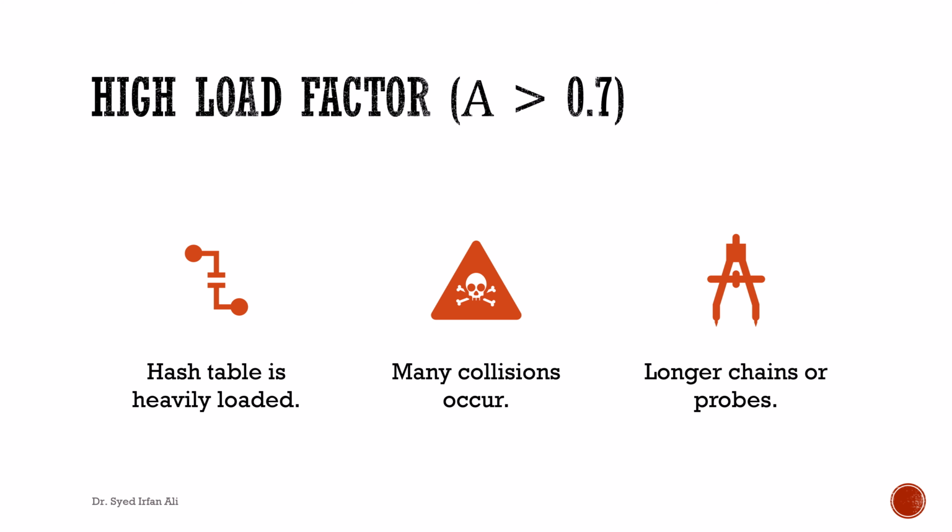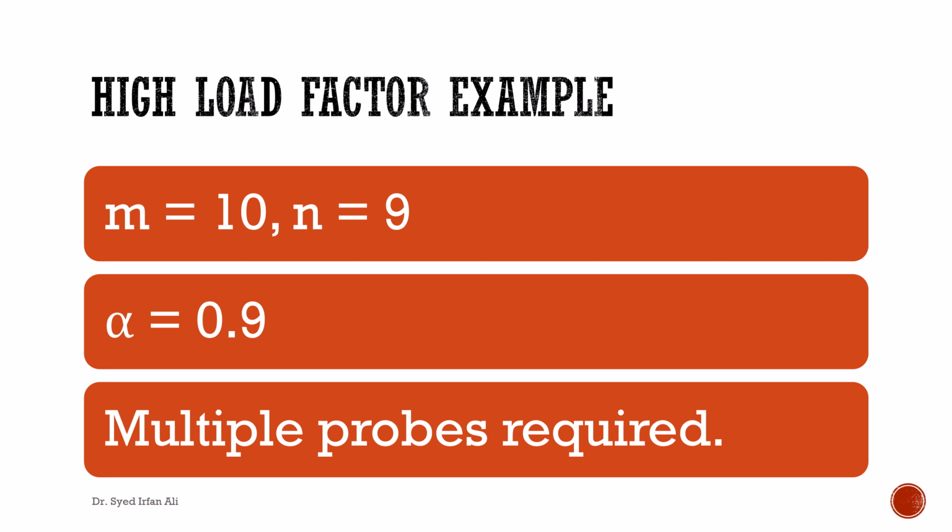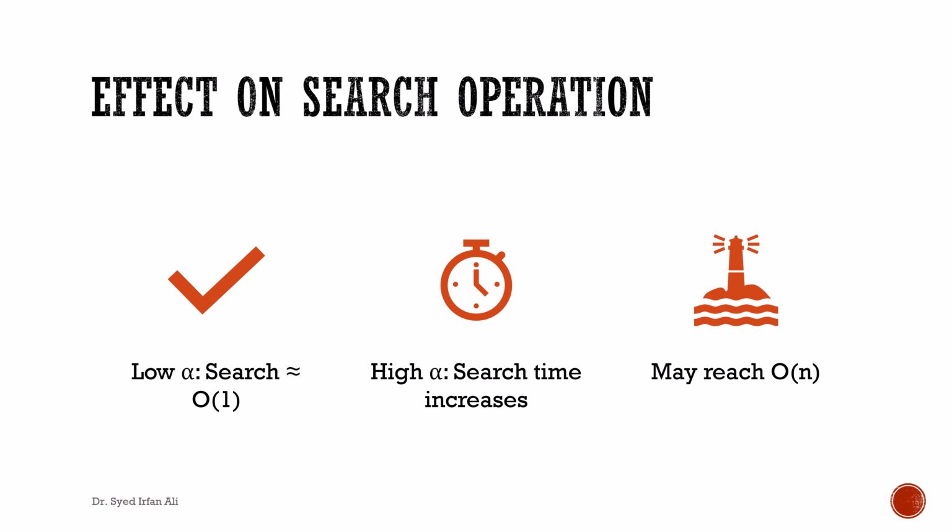When the load factor is greater than 0.7, the hash table becomes heavily loaded. More and more collisions occur. This leads to long probing sequences in open addressing or long linked lists in chaining. For example, if table size is 10 and keys stored are 9, alpha becomes 0.9. In this case, most insertions and searches will require multiple probes or comparisons. So performance becomes slow.